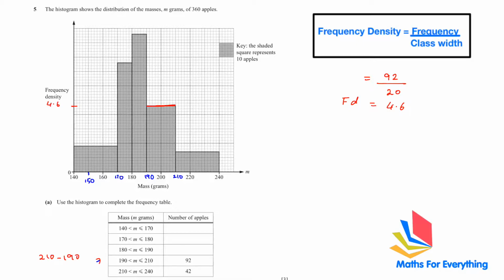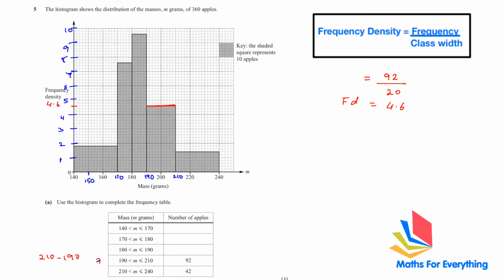From this information we can gather that each 5 squares is 1, 2, 3, 4, 5, 9, and 10. And each 1 square here represents a 0.2 frequency density.